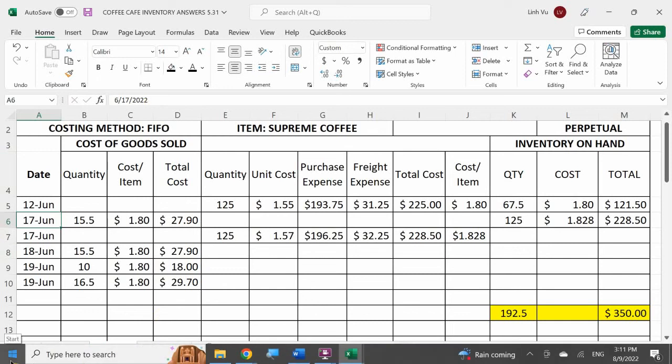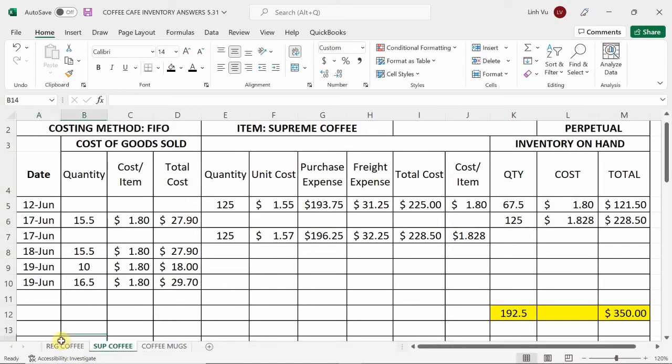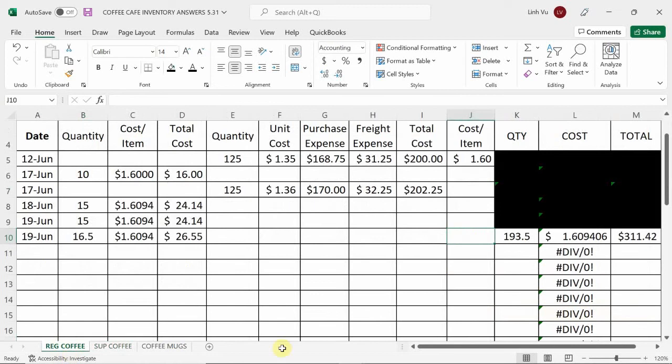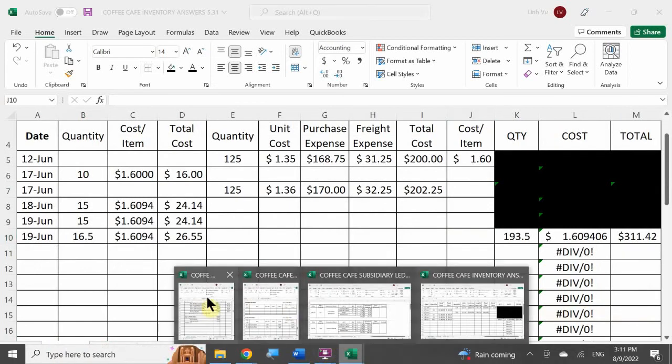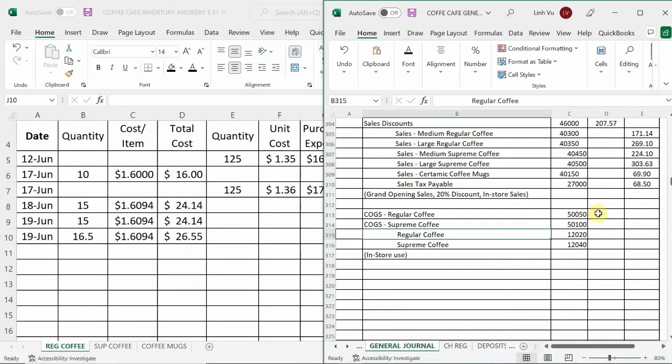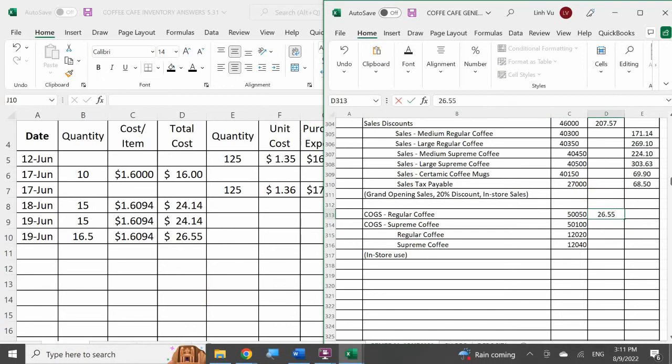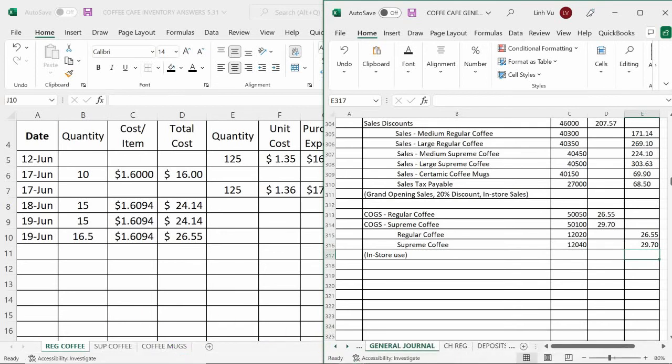All right, so we used up $29.70 of the Supreme coffee and $26.55 of the regular coffee for in-store use. So I now need to go ahead and update my ledgers once again.